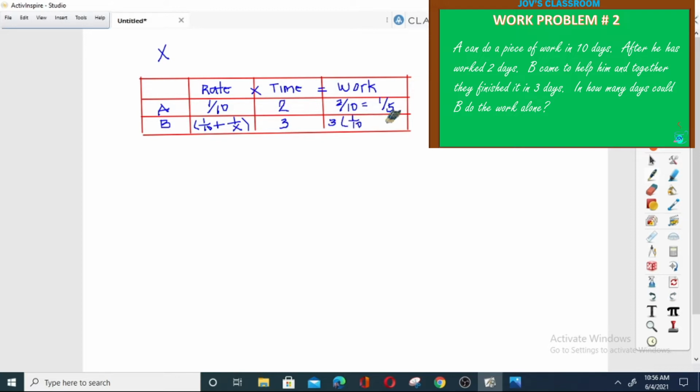Multiplied by 1/10 plus 1/x. Alright, so again, let's get the equation. Just get the sum of work and then equate to 1 to get the whole job. So 1/5 plus 1/10 plus, when they work together, get the sum, is equal to 1.